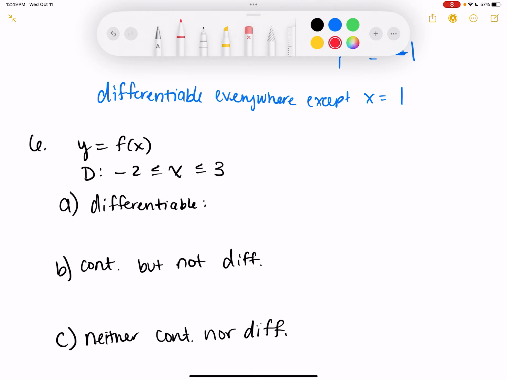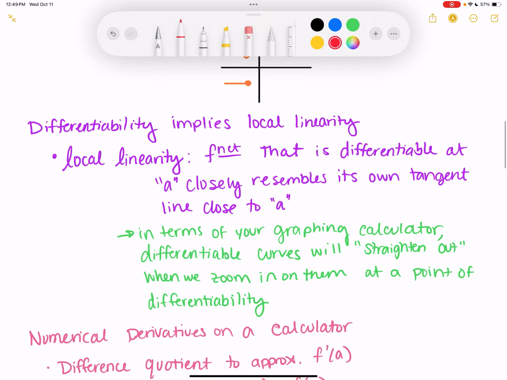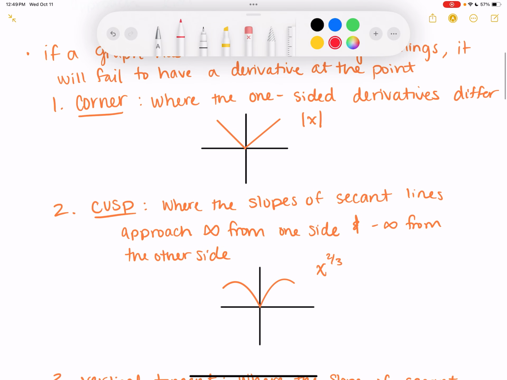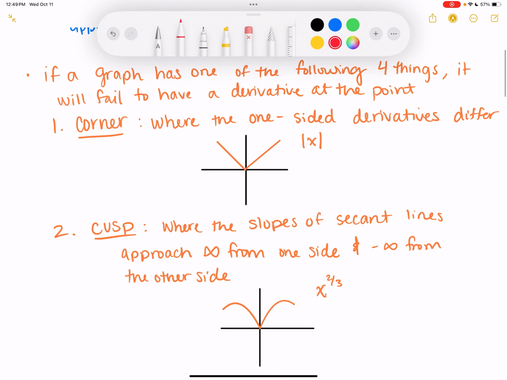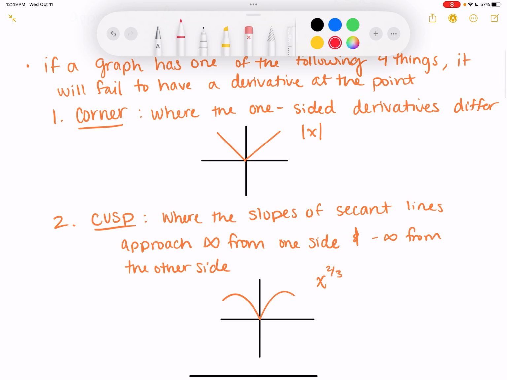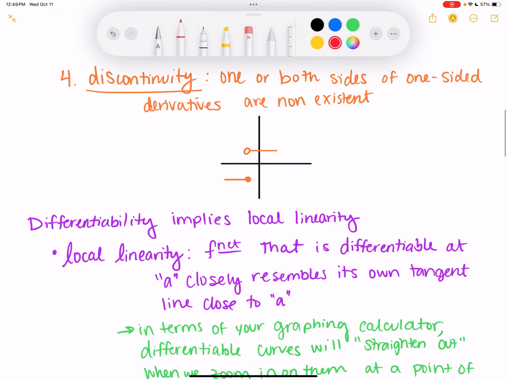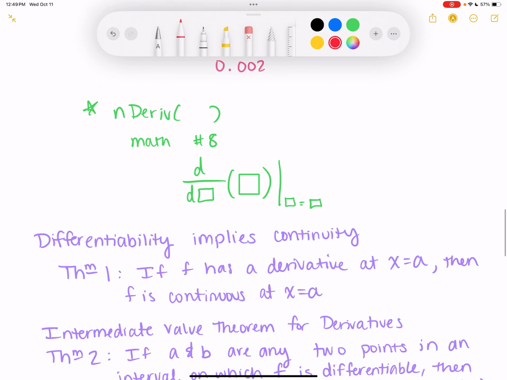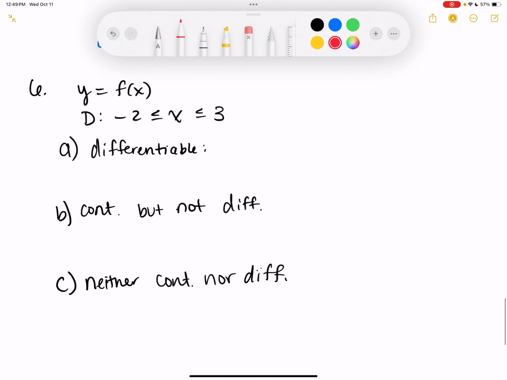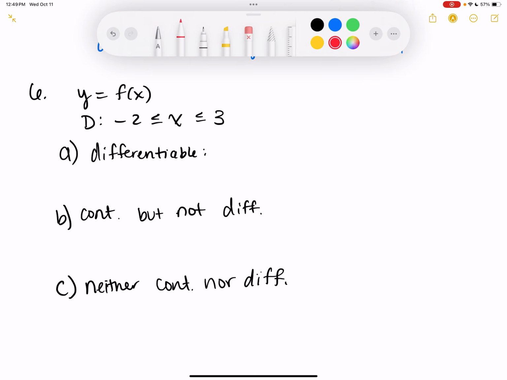or where we have, let me go back, any of these things occurring. So it won't have a derivative at the point, and so it's not differentiable all the way around. So a corner, a cusp, a vertical tangent, or a discontinuity. So it's just differentiable. This one?